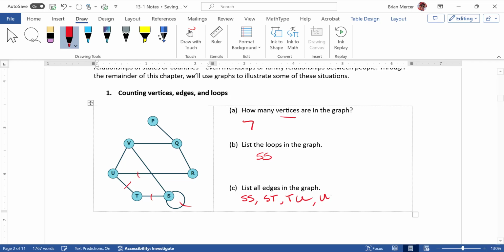Just working off of vertex U, we have UR, we have UV. Let's see, what else do we have? We've got V connecting to S, so that's VS. We've got VQ. We've got PQ. We've got QR, and I believe that's it. Notice we don't have an RS because R and S aren't connected. We don't have a P connecting to anything else besides Q, so that's all the edges for that graph.